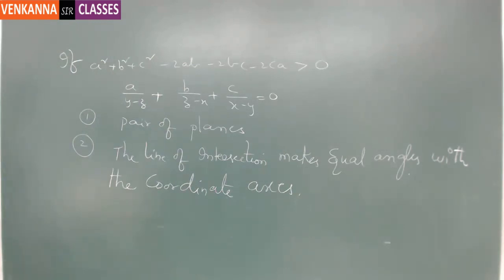So this was the problem given to us. He has given that this value is positive. Second, this is our given equation. We have to show that this given equation represents the pair of planes. And the second part is, since the pair of planes are intersecting, the intersecting line makes equal angles with the coordinate axes, say x, y, z. That was the objective of the question.